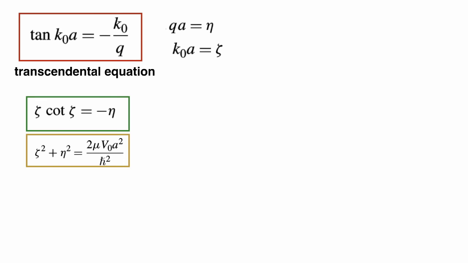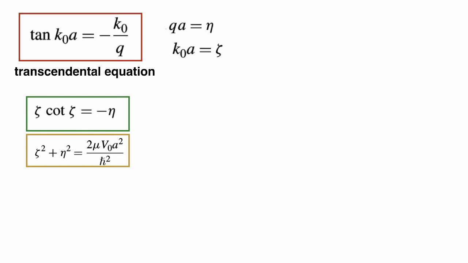In fact, you can show in a very straightforward manner that k0 squared a squared plus q squared a squared is given by 2 mu V0 over h bar squared, and this is how the a squared comes up, given the factor a squared over h bar squared. Anyway, I invite you to go two slides back and substitute the values of q and k0, and you will find that zeta and eta are related by this equation. This is simply because of the definitions we started with to write the two equations inside and outside the well.